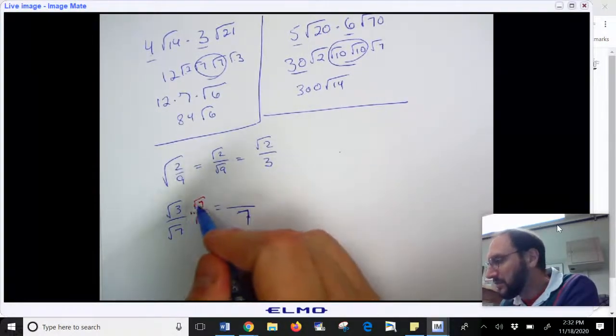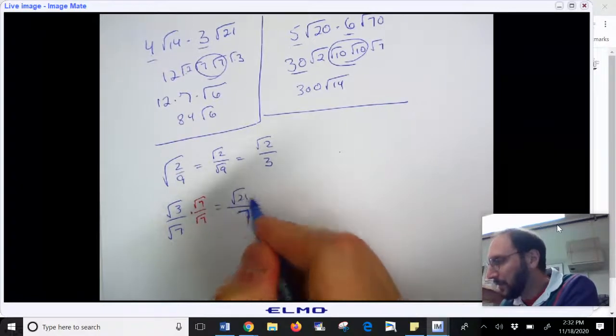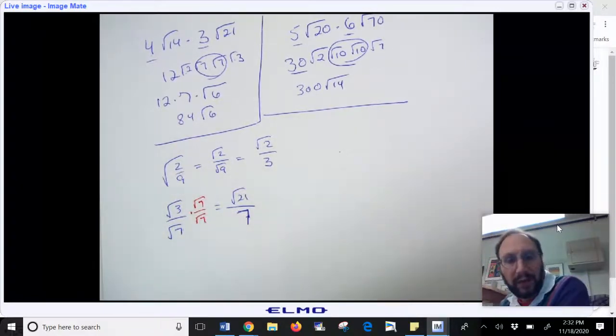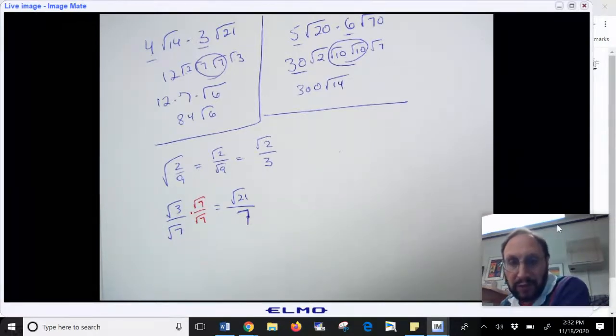Square root of 7 times the square root of 3 on the top, they're both underneath the radical, so it's the square root of 21. Now, that doesn't simplify. It might look like it does, but it doesn't, because the square root of 21 has a square root over the top of it, and the square root of 7 does not.